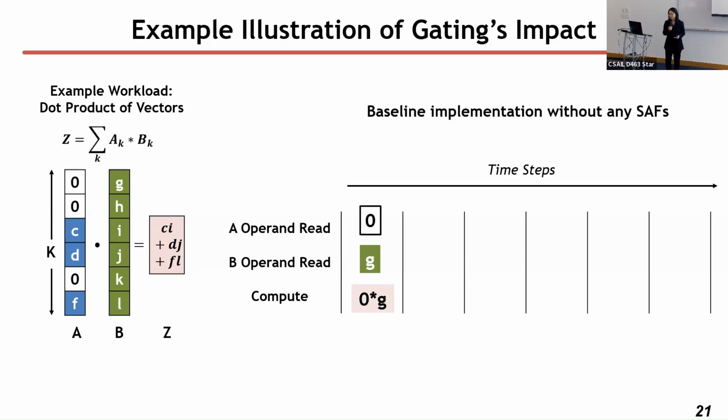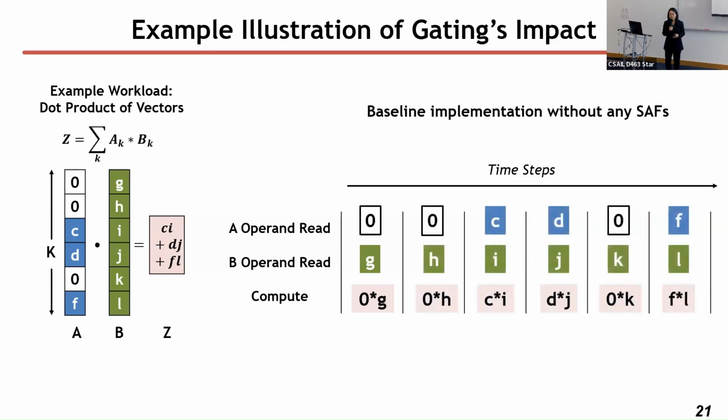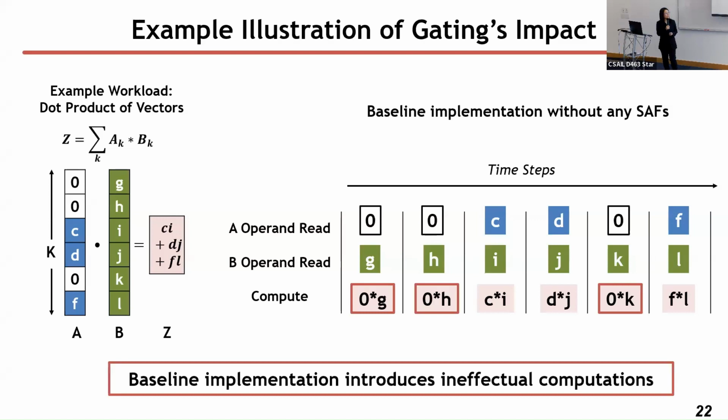And in this simple example, for each time step, we're going to fetch the corresponding pair of operands to perform the computation. So as you can see, in order to do this processing, it takes 6 steps. You probably have already noticed that we are already introducing many ineffectual computations with this simple example. In fact, it's 50% of our computations. So to solve this problem, this is where gating comes into the picture.